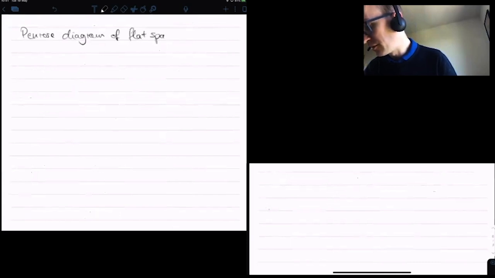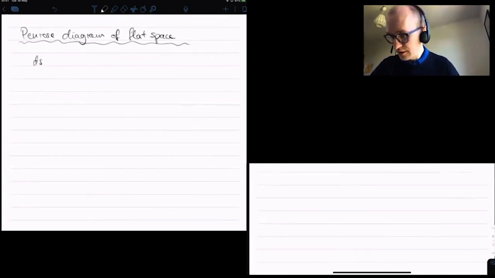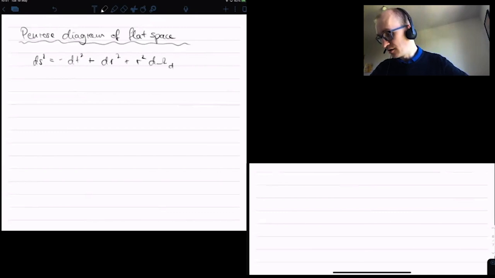So this is mostly a reminder. A Penrose diagram is just another name for the graphical representation of the conformal compactification. So we have the metric ds squared, which is equal to minus dt squared plus dr squared plus r squared dΩ_{d-2} squared.